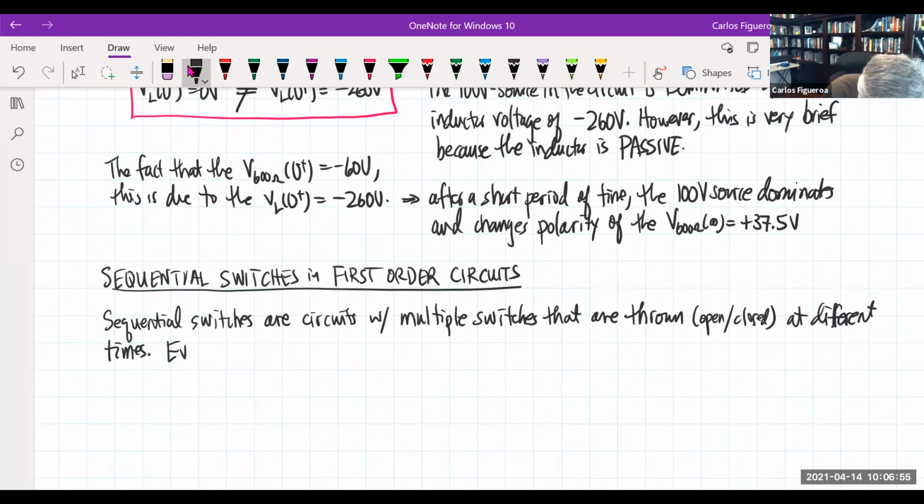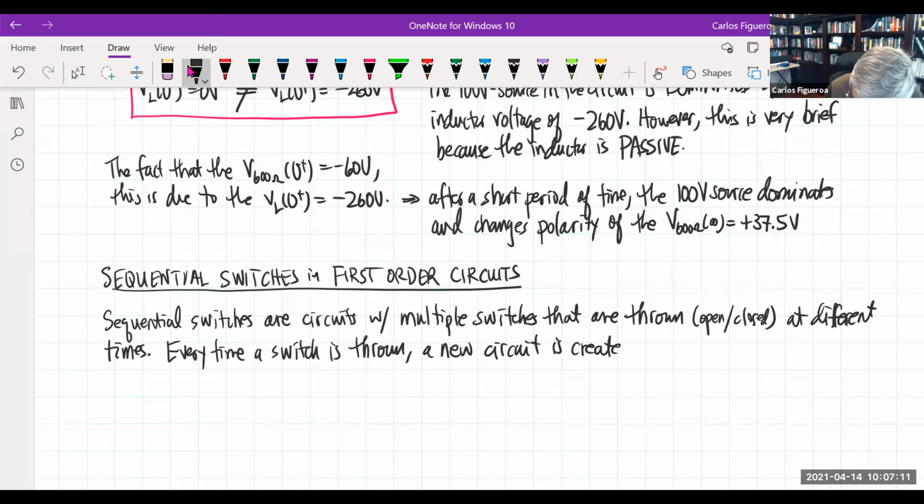So every time a switch is thrown, a new circuit is created. And so what do I mean by it's created? Well, what I really mean here is that I'm going to have what? New Thevenin Norton parameters.